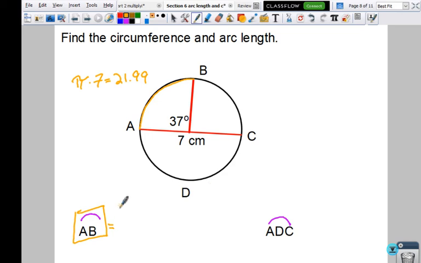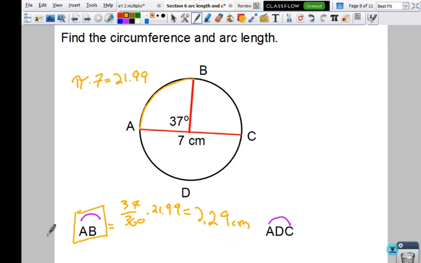So we're gonna do 37 over 360 times 21.99. Equals. What'd you get, Lark? 2.26. I hope that's right. Did you say 2.26? Yeah, that's right. Yep, 2.26. Goki, you gotta check my work. Oh, no, it's wrong. Just centimeters. Just centimeters.